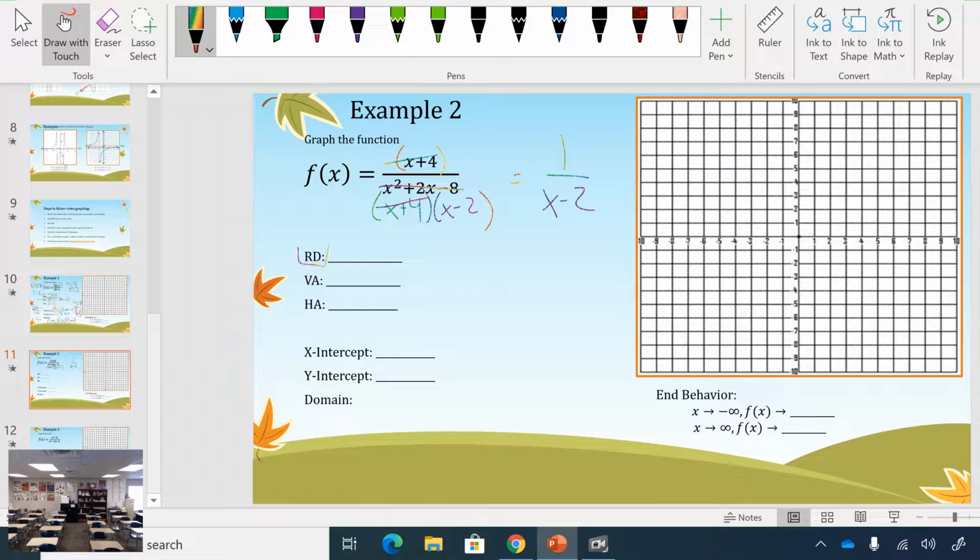In order to find your RD, you take what canceled out, and you set that canceled piece equal to 0. So we have an x plus 4 that we're setting equal to 0. So subtract 4, subtract 4.